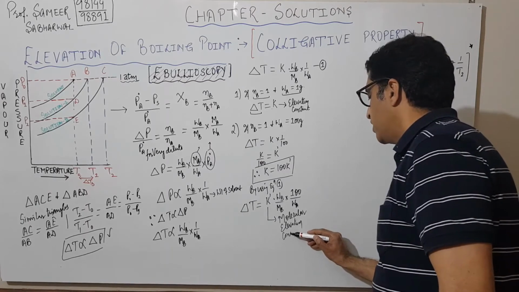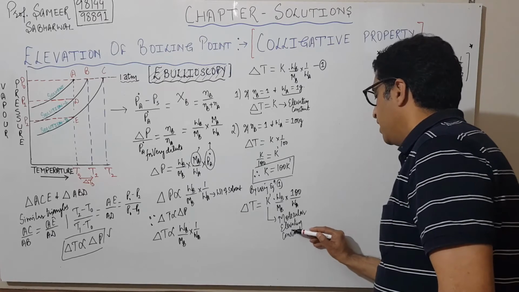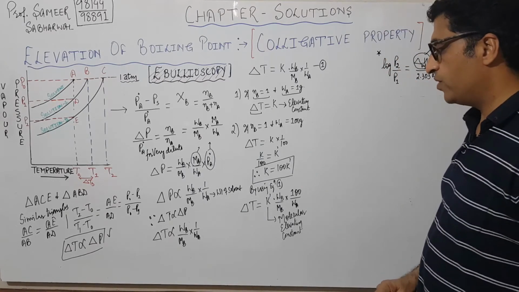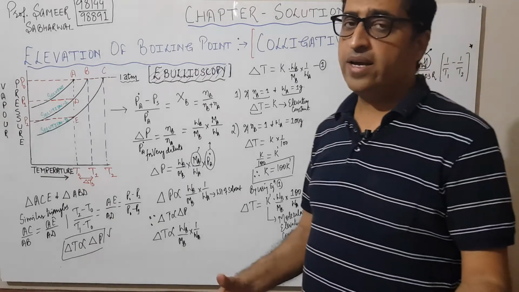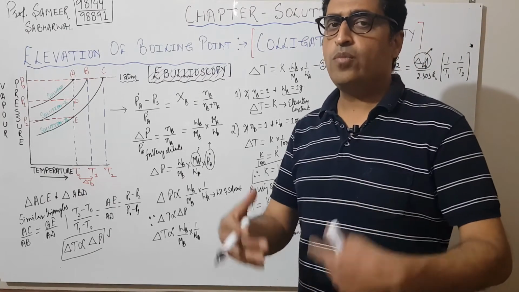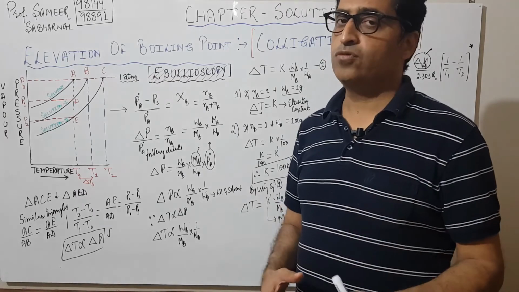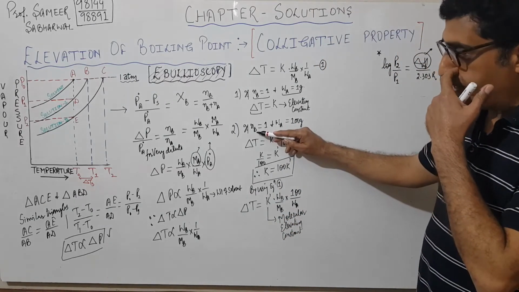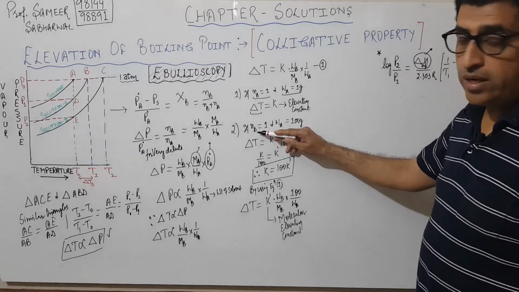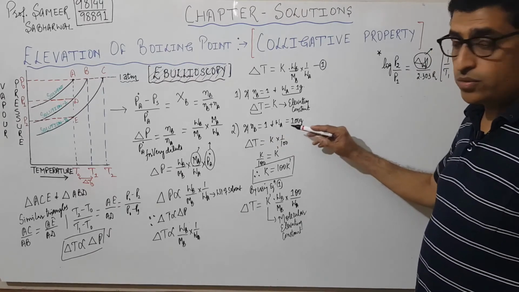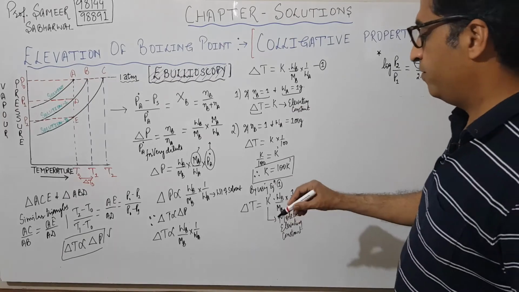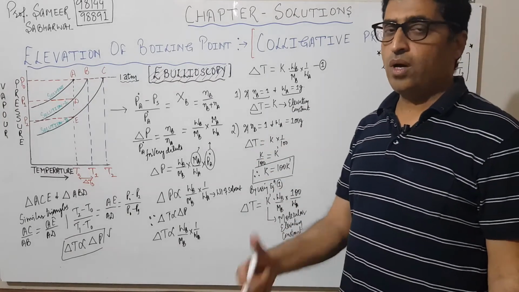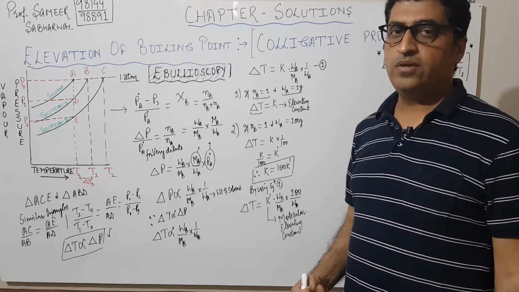So students, the first term was the elevation constant. Now I am replacing that K by K dash, which is the molecular elevation constant. And how can you define K dash? It is the elevation in boiling point when 1 mole of solute is dissolved in 100 gram of solvent. You can see this again: I am taking the number of moles of solute to be 1 and W equal to 100 grams. So the molecular elevation constant is the elevation of boiling point when 1 mole of solute is dissolved in 100 gram of solvent.